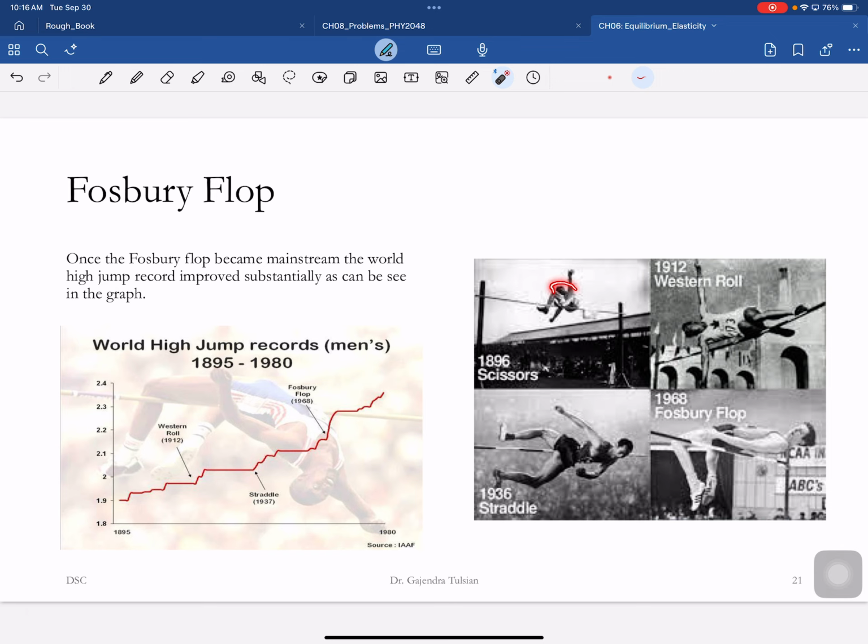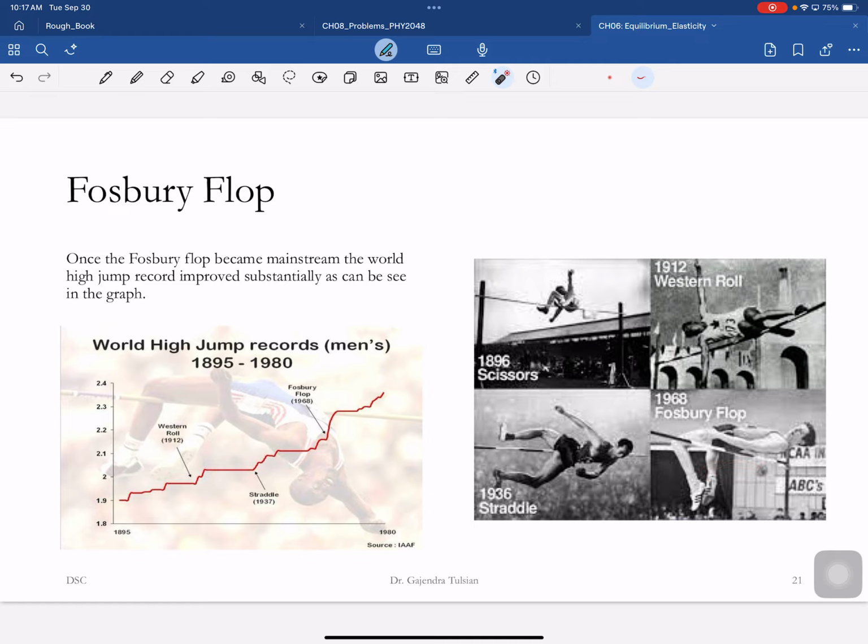See, this was in the 1900s. Your center of gravity is going above the bar, and then the western roll, again, your center of gravity is going above the bar. The straddle also goes above the bar. And now everybody jumps like this: high jumps, pole vault, and everything. Whenever you want to cross a high bar, this is what you do, because your center of gravity is going below.